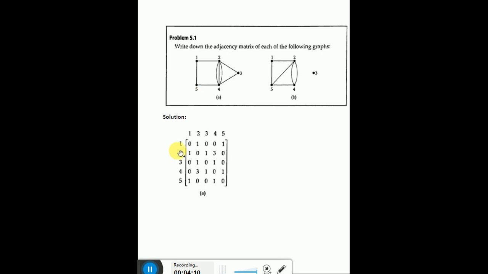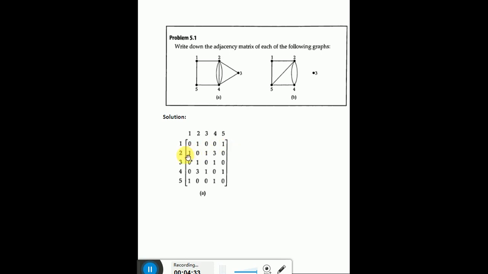Now 1 is not joined with itself, no loop, so here is 0, and 1 is joined with 2, so here is a 1. And 1 is not joined with 3, and there's no edge between 1 and 4, so both are 0. So 1 is joined with only 5, so here is a 1.